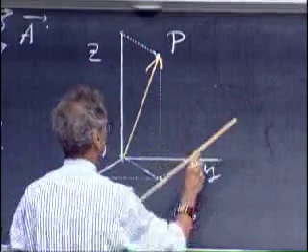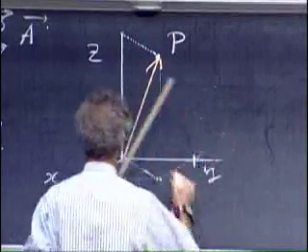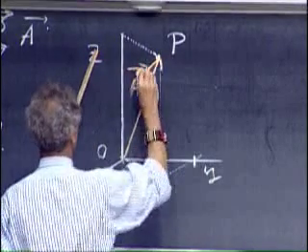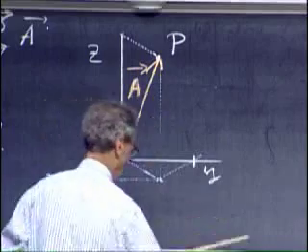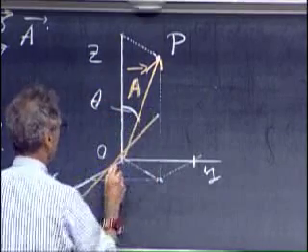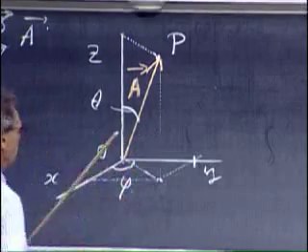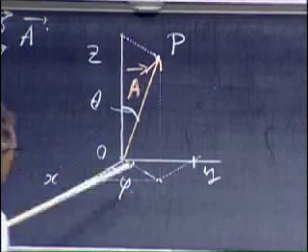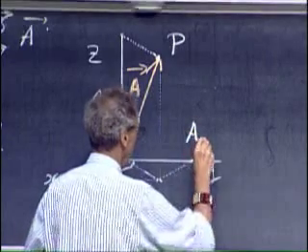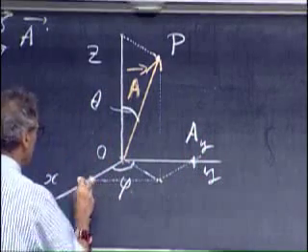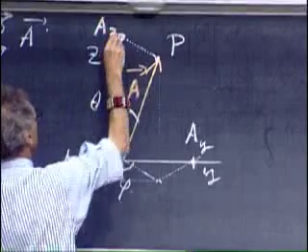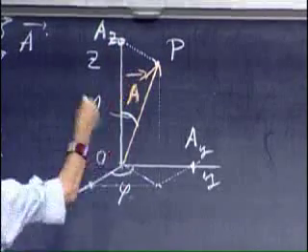I call this vector A. Let this angle be theta, and this angle be phi. Notice that the projection of A on the y-axis has here a number which I call A of y. This number is A of x, and this number here is A of z. Simply the projection of that vector onto the three axes.